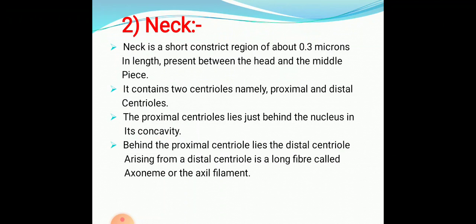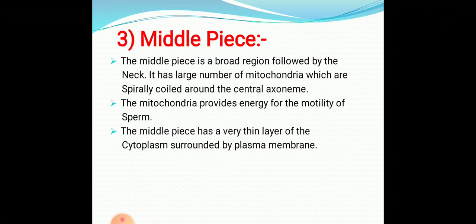Namely, the 2 centrioles are named the proximal centriole and the distal centriole. The proximal centriole lies just behind the nucleus, located in its concavity. Behind the proximal centriole lies the other centriole, the distal centriole. Arising from the distal centriole is a long fiber called the axoneme or the axial filament.